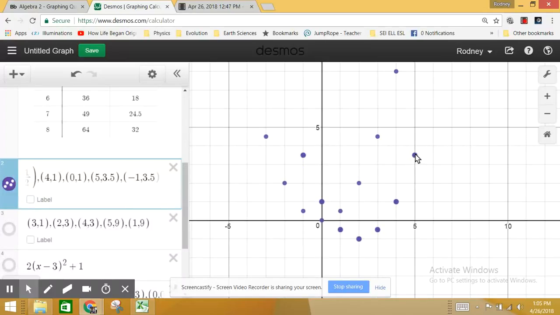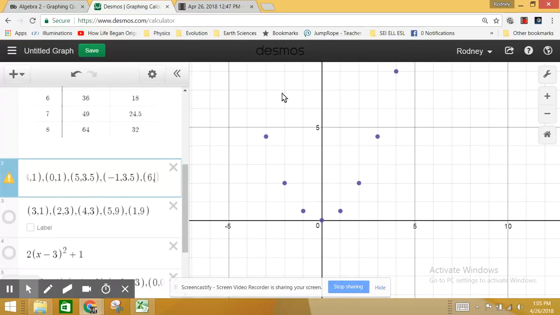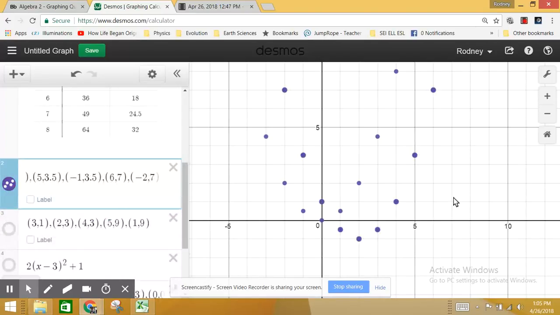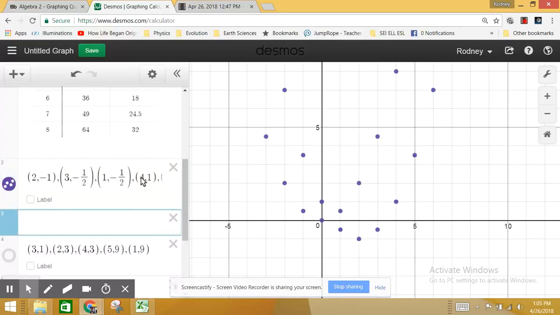I'll go ahead and do one more, so over 1 and up 3.5 now. So half, 1.5, 2.5, 3.5. I should now be at 6, 7, and on the opposite side, -2, 7. So 6, 7, and -2, 7. Now let's see if that actually works for what we have.